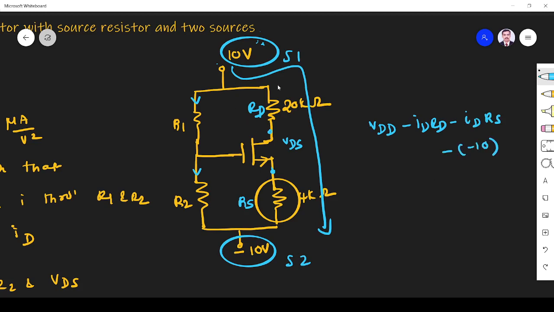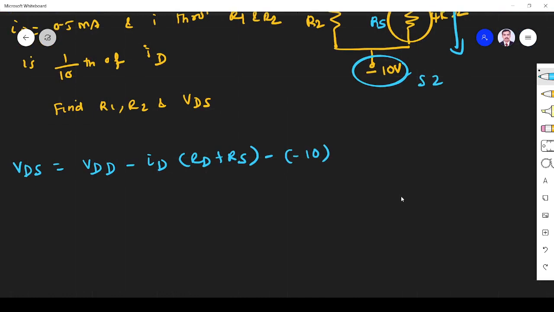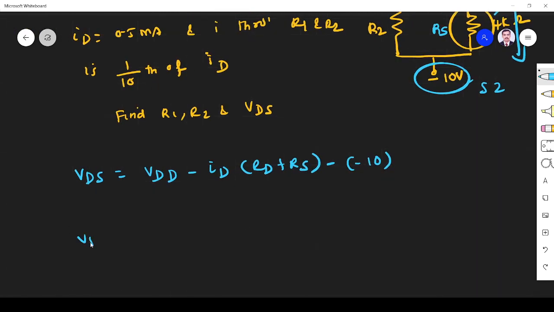If you subtract from the total voltage all the drops here, here, here, all these three drops from 10 volt, what you get is this drop. So that is what our VDS is, right? So I have to find this. If you want to find this, I know ID, VDD, RD, RS, everything I know. So VDS is equal to VDD is 10 volt minus ID, ID is as per the problem 0.5 milliamps.